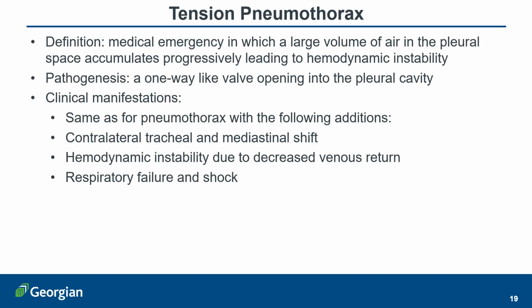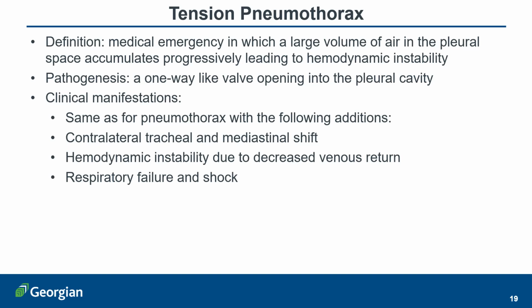Tension pneumothorax is a medical emergency whereby a large volume of air has entered the pleural space and progressively accumulates, and that in turn can lead to hemodynamic instability. So it is a very severe form of pneumothorax. In pneumothorax, a small amount of air has entered into the pleural cavity. Here, a large amount of air has progressively, so not just that it has entered, but it continues to enter into the pleural space. And the pathogenesis is a one-way valve-like opening into the pleural cavity. So air enters into the pleural cavity but cannot exit, and so air progressively accumulates in the pleural cavity.